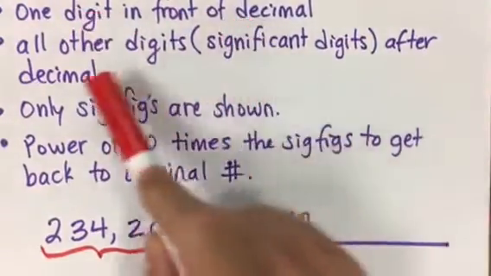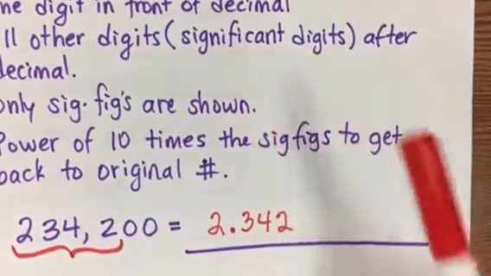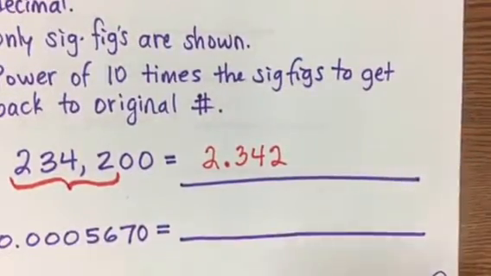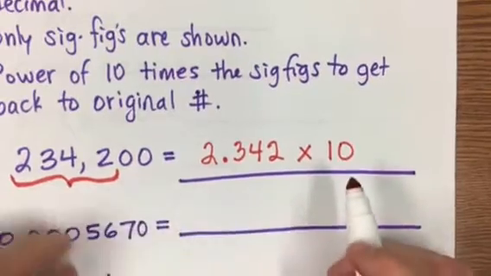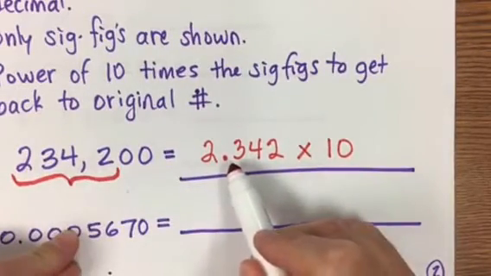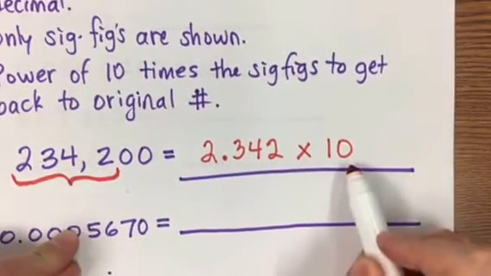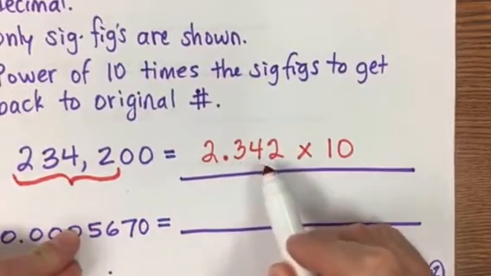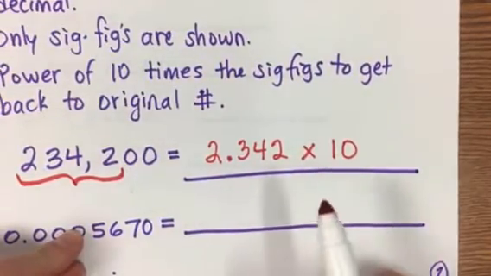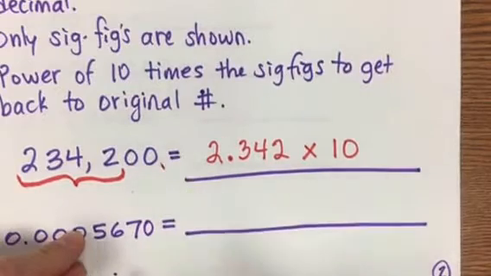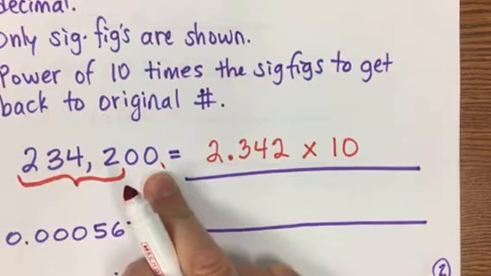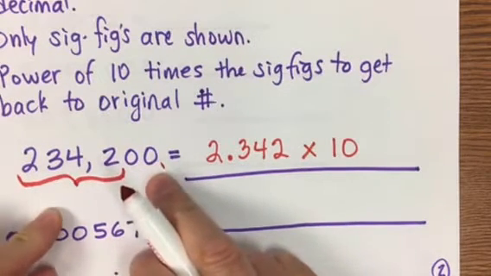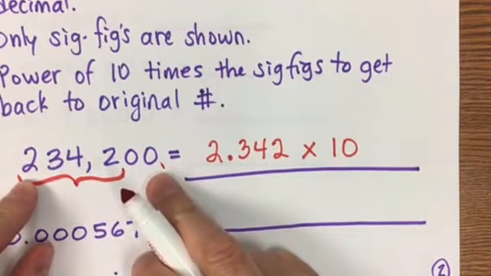Now, that's the first part of my scientific notation. One digit in front of the decimal, all the other digits that are significant after the decimal. Now I need a times 10 that will get me back my original number. So what times 10 amount could I multiply times this 2.342 to get me back to my original number? Well, if you look at this, here's where my decimal place started out at the end of this. I had to write the decimal place in because it wasn't written originally, and these zeros are placeholders letting me know that this number was in the hundreds of thousands.